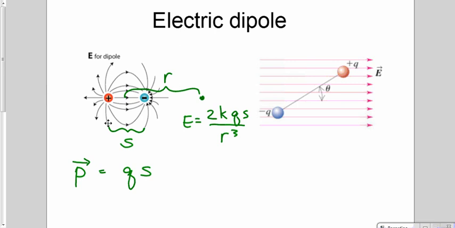And if you're on the bisector like this, maybe up here, then the field is very similar, but it's actually half as strong. So you just get rid of the 2, and you have the electric field on the bisector as K QS over R cubed. And the direction, of course, would depend on which side of the bisector you're on, or which side of the charges that you're on.